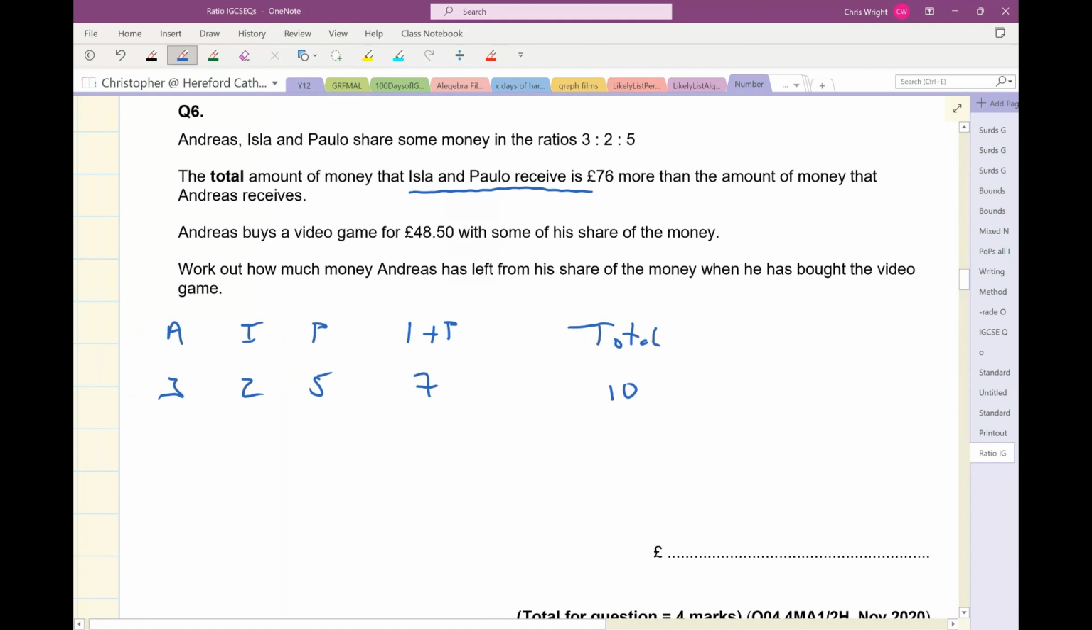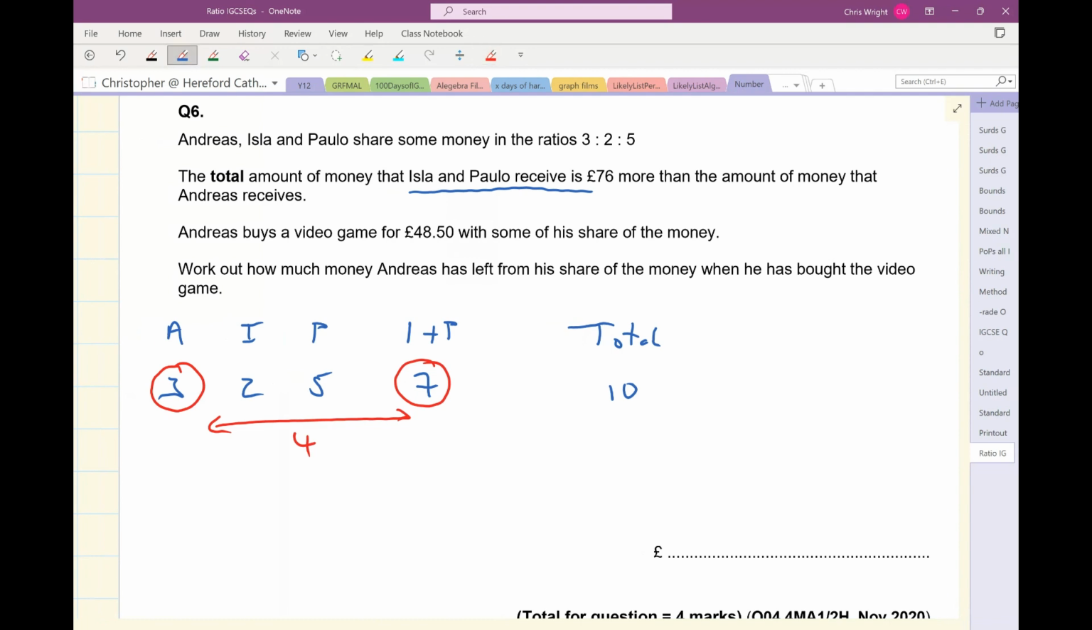So the amount of money that I plus P get is £76 more than the money that A gets. Well, at the moment, it's only 4 more, and we want it to be 76 more. Well, 76 divided by 4 is 19, so we're going to have to multiply each of these ratios by 19.